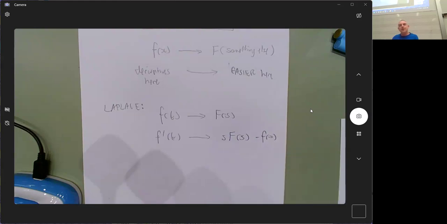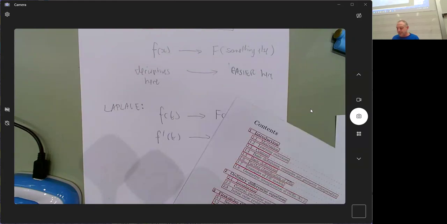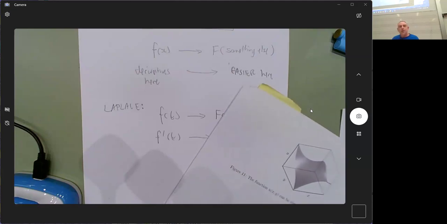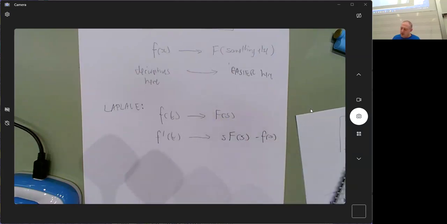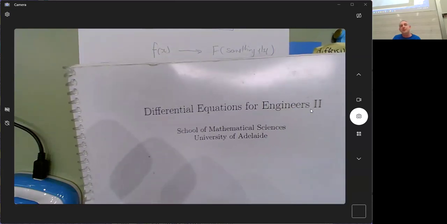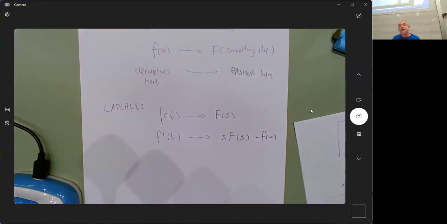And I will look up in the contents. Fourier transforms, page 150. For the purposes of copyright in the video, this book is produced by the School of Mathematical Sciences at the University of Adelaide. I did not write it. Okay.